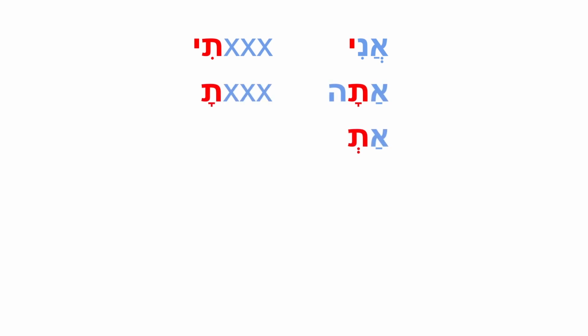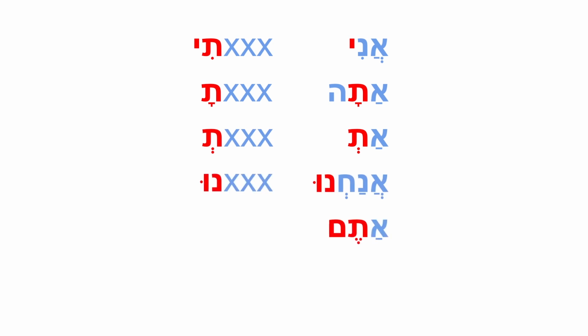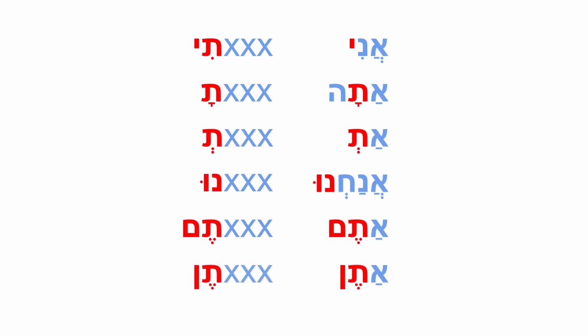Ani always ends with T. Ata always ends with Ta. At always ends with T. Anachnu always ends with Nu. Atem always ends with Tem. Aten always ends with ten. So what we see is that the ending, the conjugation suffix in the past tense, will be very similar to the ending of the personal pronoun itself.